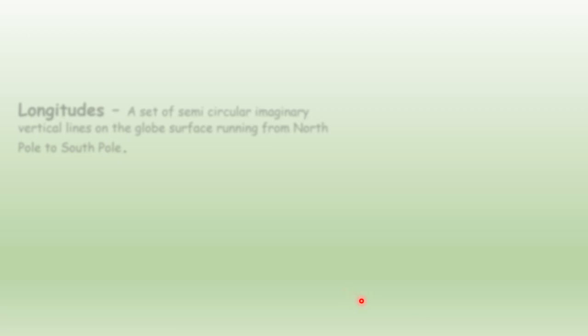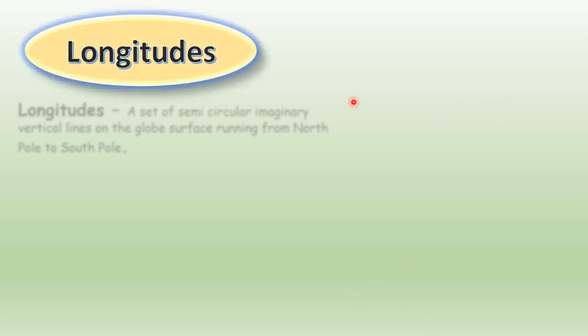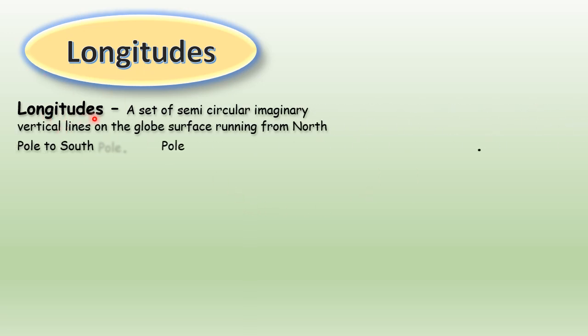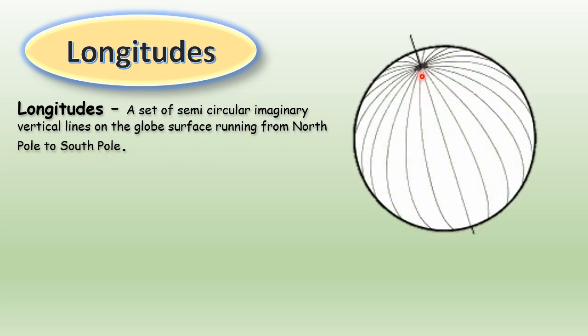Now children, let's see what longitudes are. Longitudes are vertical semicircles drawn on the globe. See here, longitudes are a set of semicircular imaginary vertical lines on the globe surface running from the North Pole to the South Pole. Now see here in the picture. Can you see these lines, children? They start from the North Pole and they meet at the South Pole.